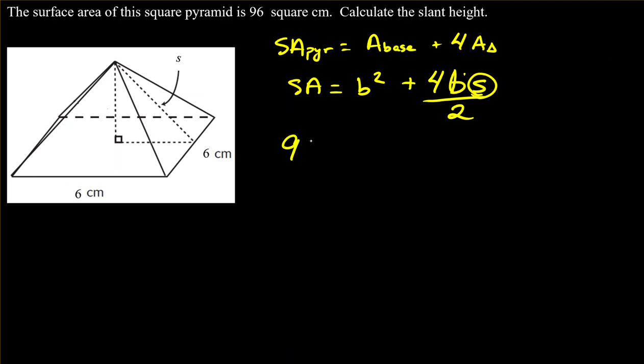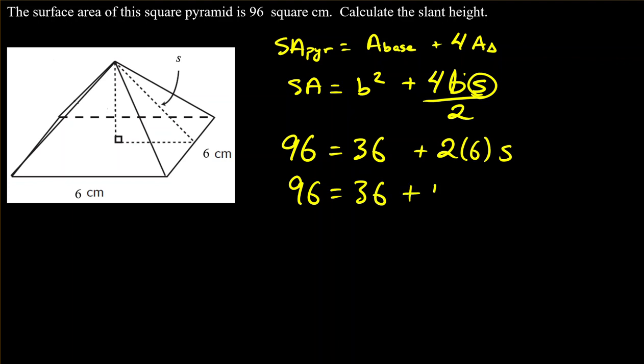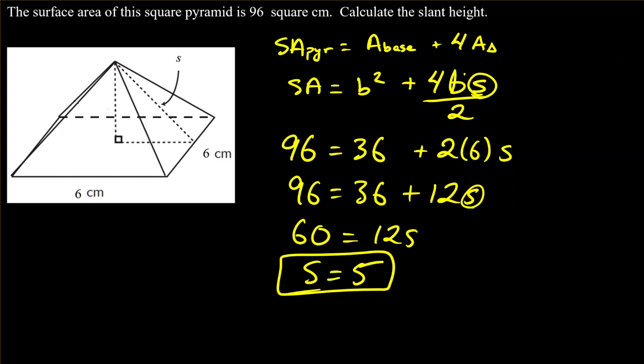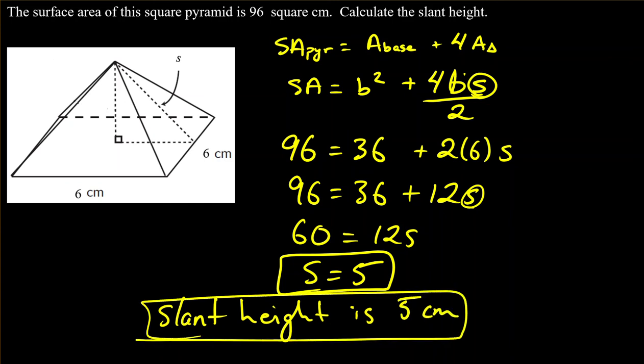So if the surface area is 96 square centimeters, the base squared is going to be 6 times 6 is 36, plus 4 divided by 2 is 2, the base is 6, and then s. So 96 is 36 plus 12s. That's a little bit easier now. How do I solve for s? I'm going to subtract 36 from both sides, so I get 60 equals 12s. And if I divide by 12, I get s equals 5. So the slant height is 5 centimeters. Perfect.